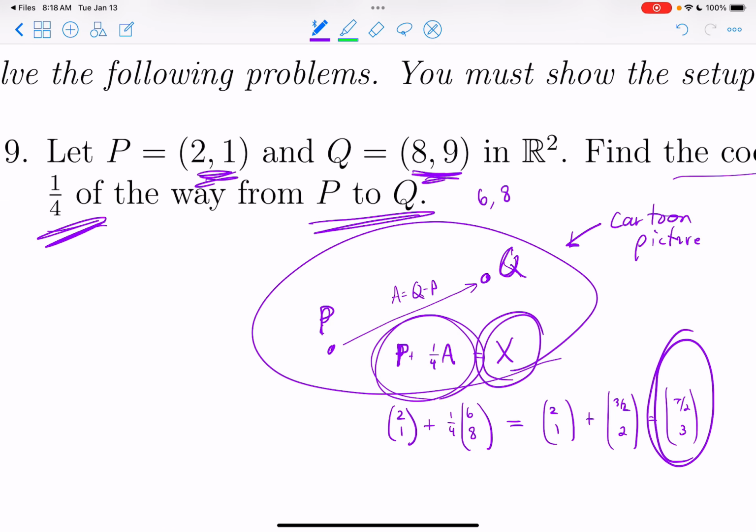Okay. Try to do this one. So pause the video and draw a picture first, okay?